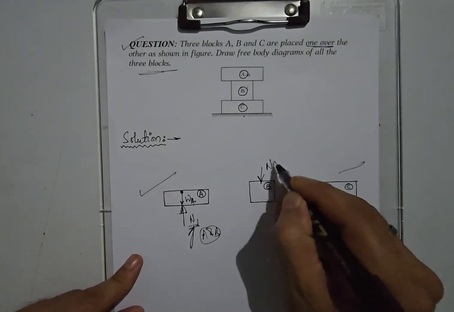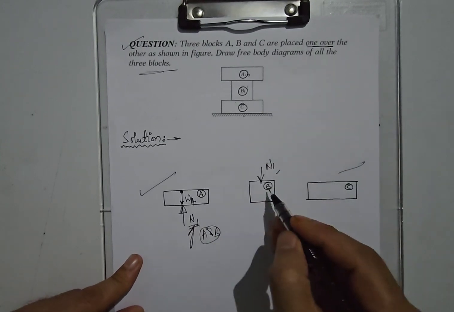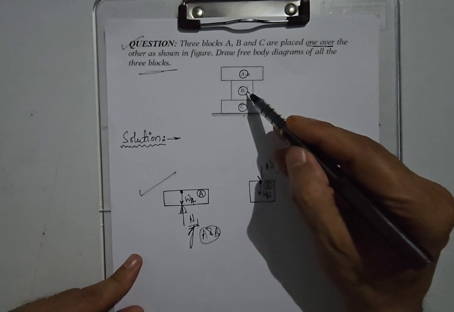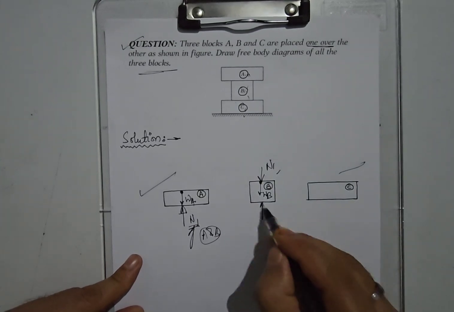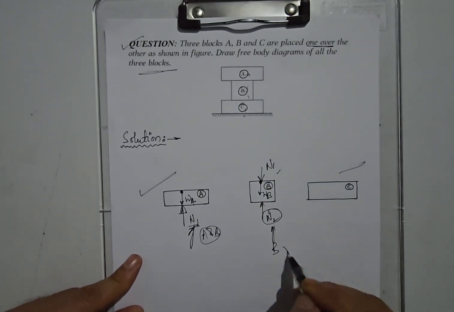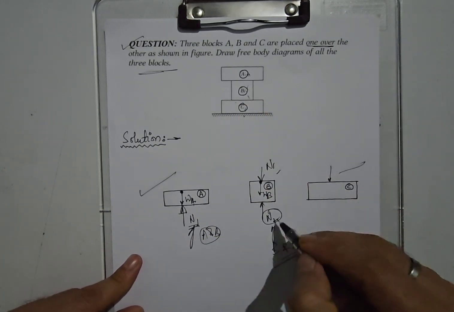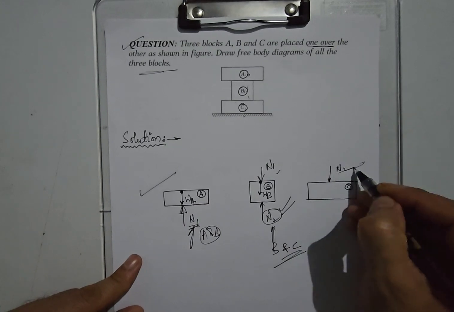The reaction means N1 reverted for this block A, and then what is the weight of this block B itself? That is block B, and for the reaction between B and C also there is a reaction like this. So N2 is nothing but the reaction between B and C, right? So this is the free body diagram for block number B. Now for block number C, again N2 would be pairing with this one. Okay, so this is N2 as I just explained.